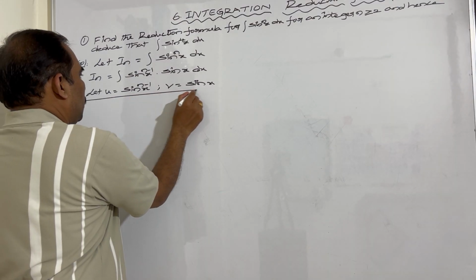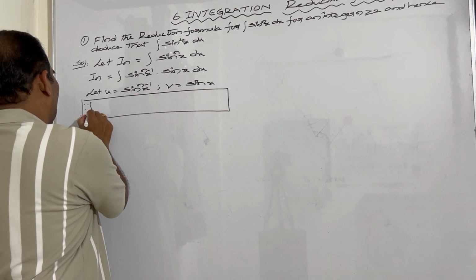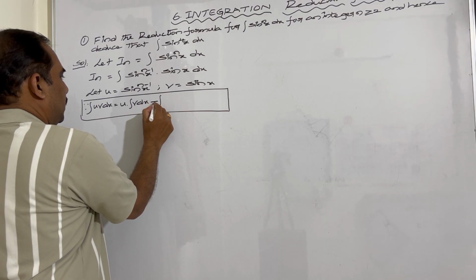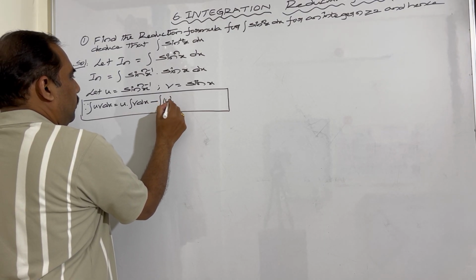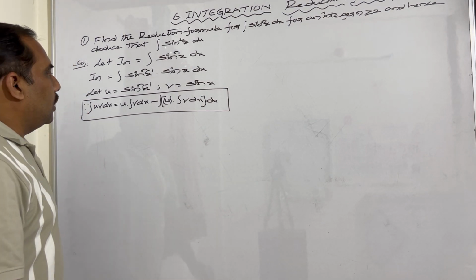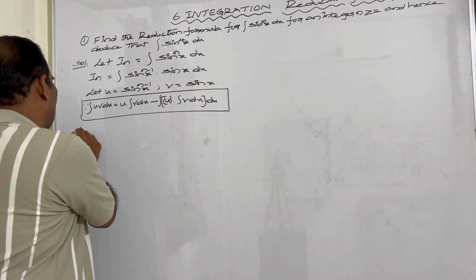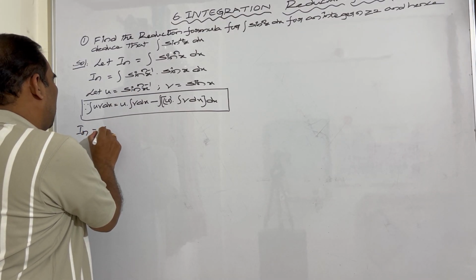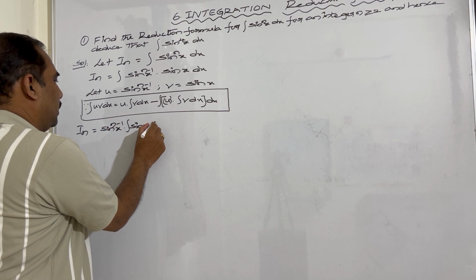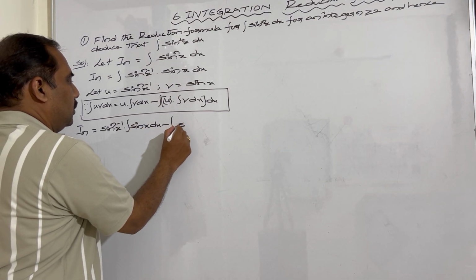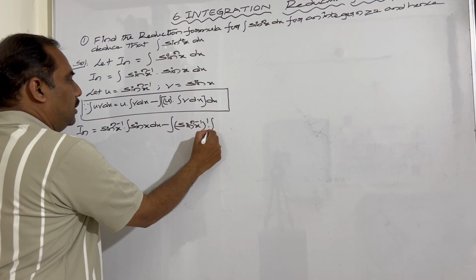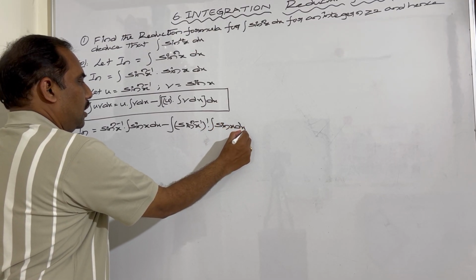We know the formula for integration by parts: the integral of uv dx is equal to u into the integral of v dx, minus the integral of u dash into the integral of v dx, dx. Now substituting u and v in this formula, I_n is equal to sin x power n minus 1 into the integral of sin x dx, minus the integral of the derivative of sin x power n minus 1 into the integral of sin x dx, dx.